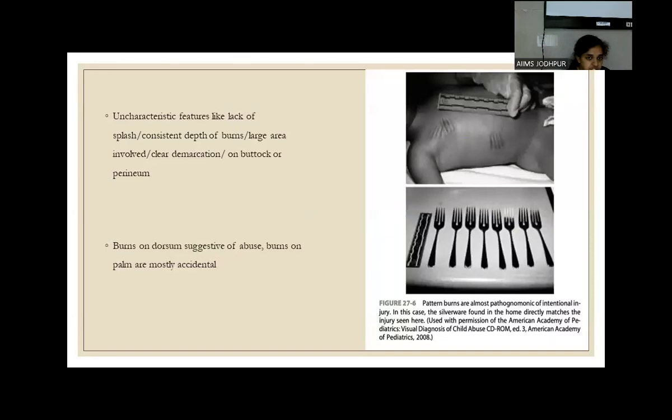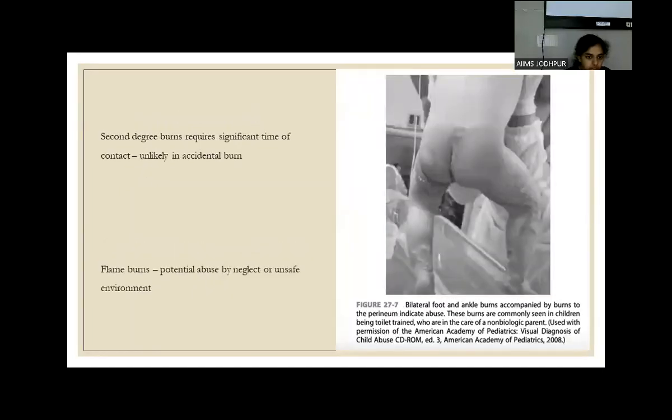Some uncharacteristic features which raise some doubt would be the lack of a splash when the child has the burn, the consistent depth of the burn that you see, the large area involved, a clear demarcation of the burn, or burns on the buttocks or the perineum. Children usually explore with their palms, so burns on the palms we can consider to be mostly accidental, but burns on the dorsum of the hand of the child usually is suggestive of abuse in these children. And in this case, the silverware in the house was actually directly matching the injury that was seen on the child. So pattern burns are mostly pathognomonic of an intentional injury that was on the back.